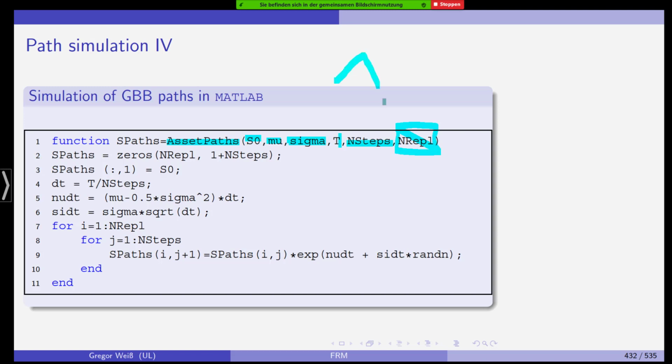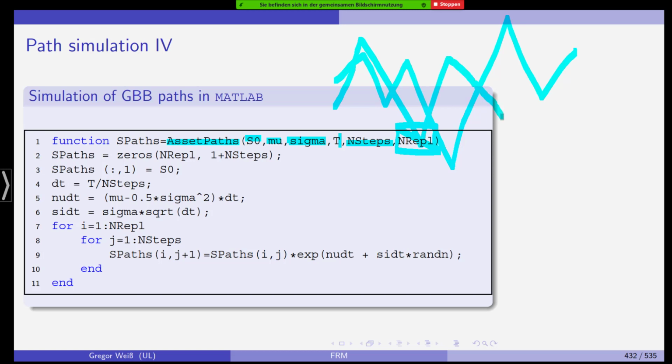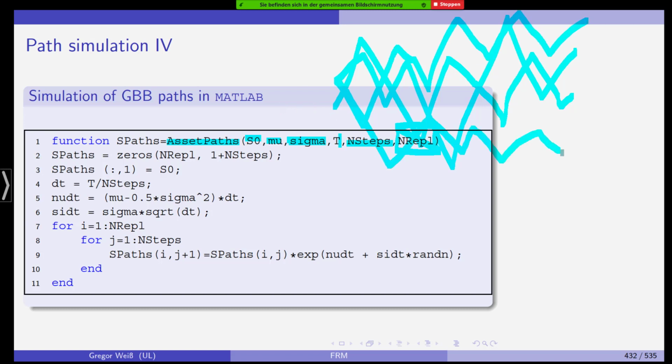So for example, this would be 1, 2, 3, 4, 5, 6, 7 steps, so nSteps would be 7. And if we do this, actually it needs to start at the same point. So these would be 4 or 5 simulations of nSteps steps.